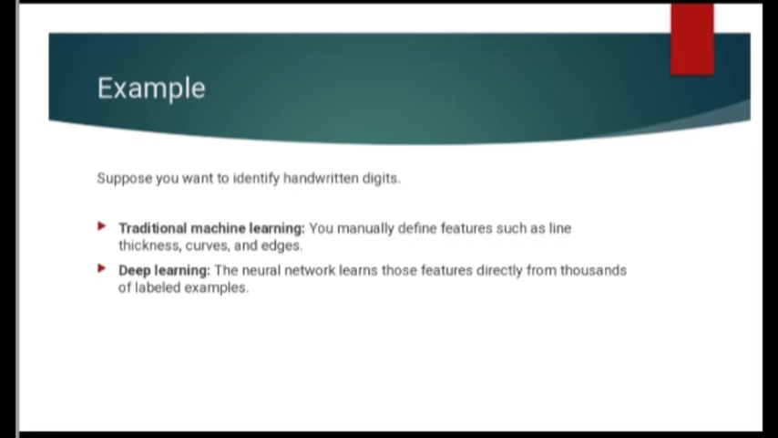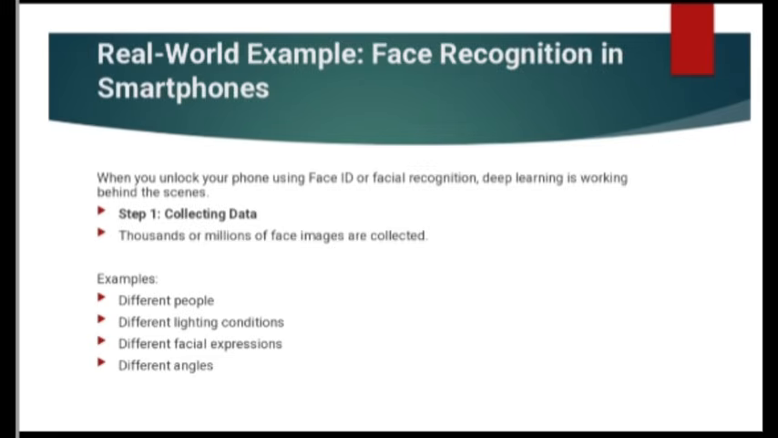Now we can see one example. Whenever you unlock your phone using Face ID or face recognition, deep learning is working in the background. The phone captures your face image. The deep learning model analyzes the image. It compares the detected features with previously stored patterns. If a match is found, the phone unlocks. This entire process happens within milliseconds. To understand how this works, let us see how the model is trained. Now we can see a real-world example, that is face recognition in smartphones.